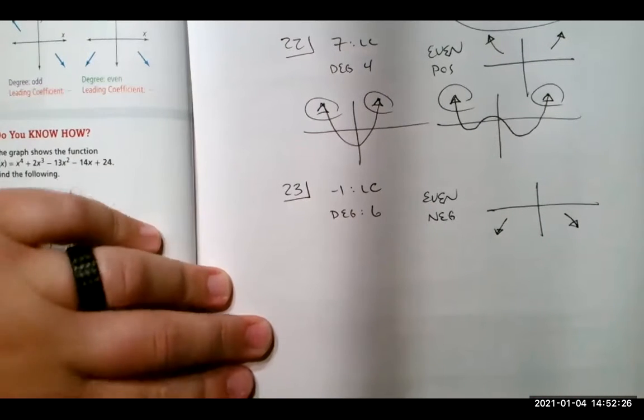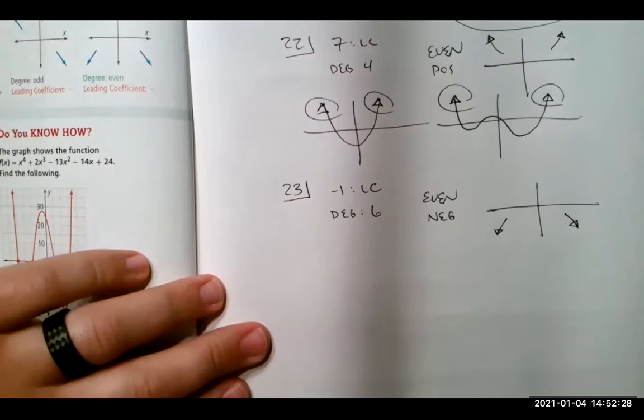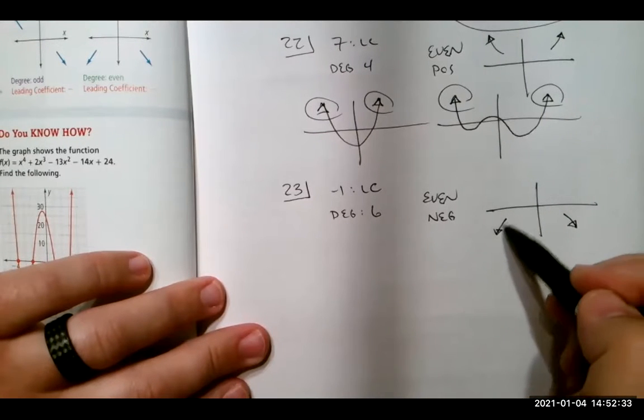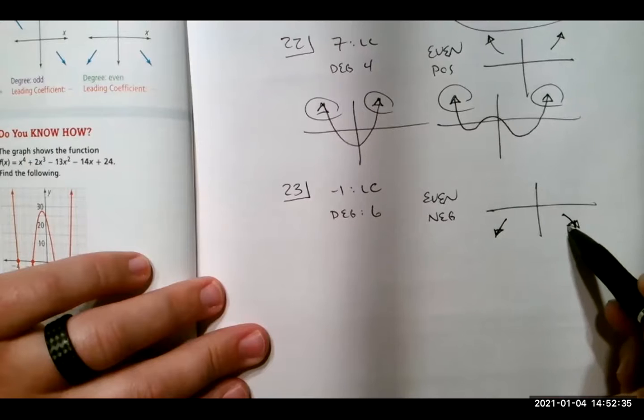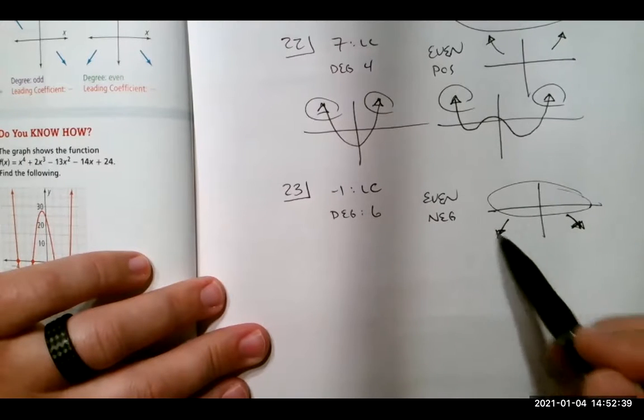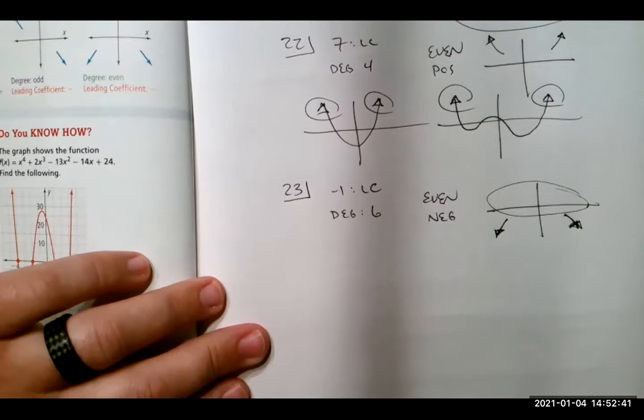If you go back and look at the notes on page 136, that concept summary, it's going to look something like this. Every even negative function is going to go down and to the left, down and to the right. Again, it doesn't matter what's happening in the middle. They're just worried about the end behavior, the ends of your function.